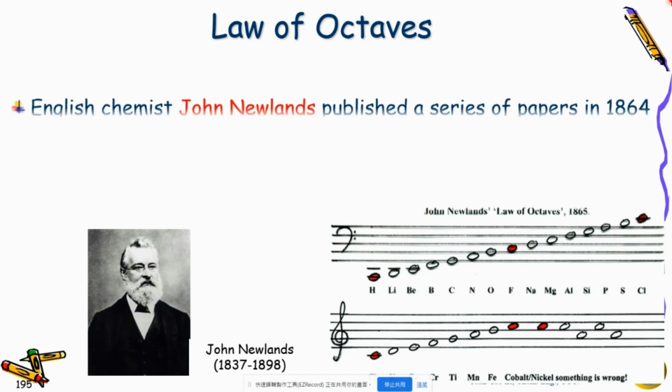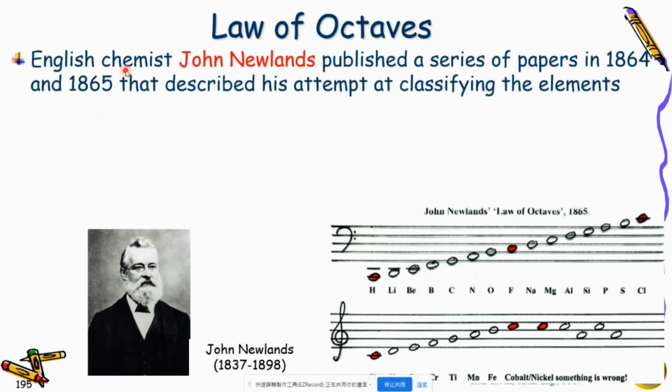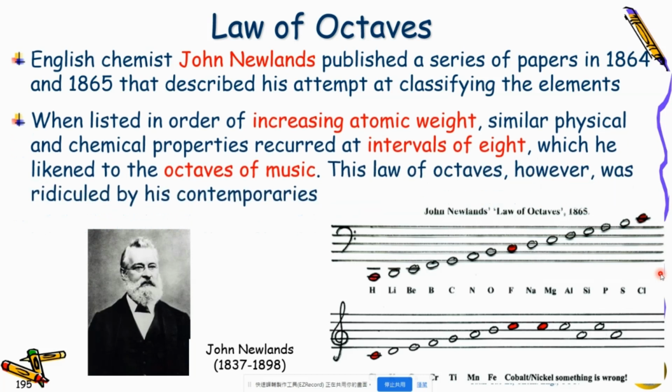John Newlands, an English chemist, published a series of papers in 1864 and 1865 describing his attempts at classifying the elements. He thought it looks like music. If you put 8 together, that would be helium, hydrogen, lithium, beryllium, boron, carbon, nitrogen, oxygen, and this is one group, and fluorine will be the next. It sounds very interesting, right? Although we don't think it's 100% right.